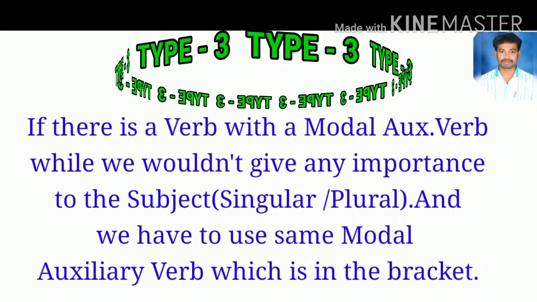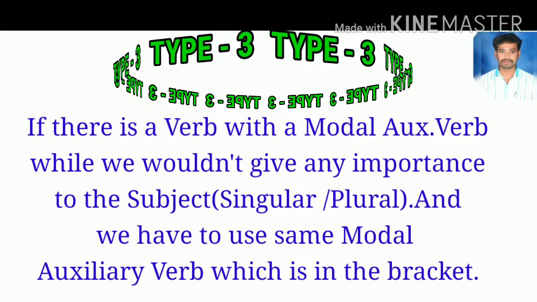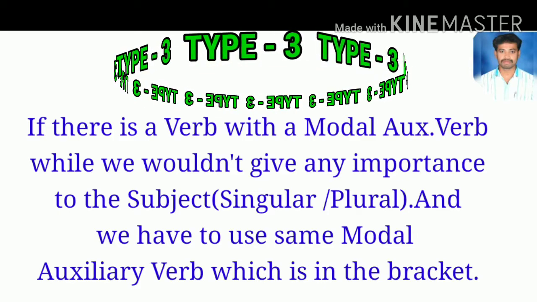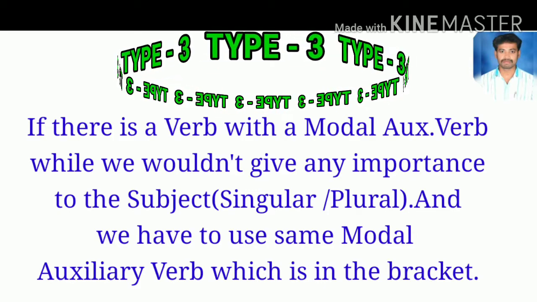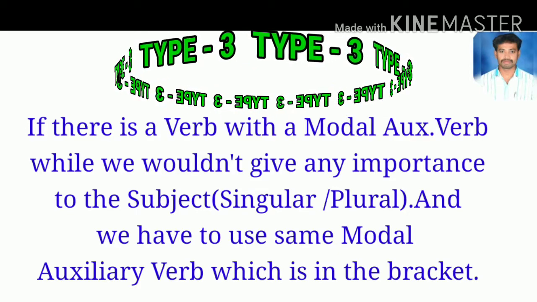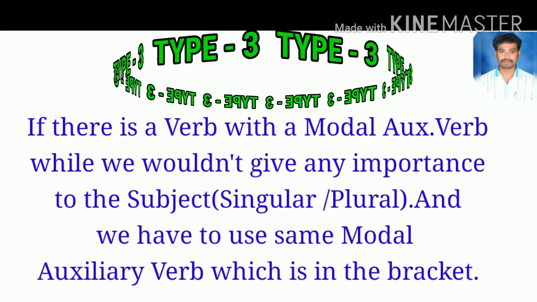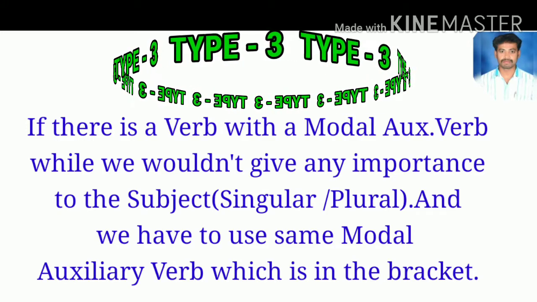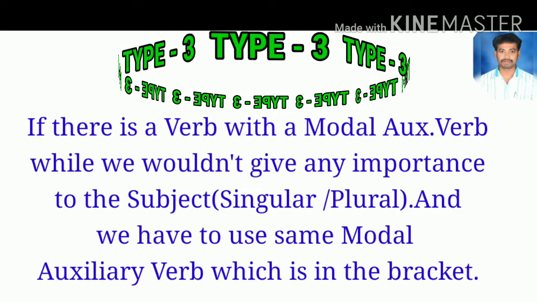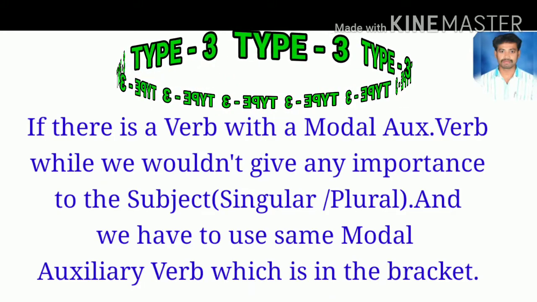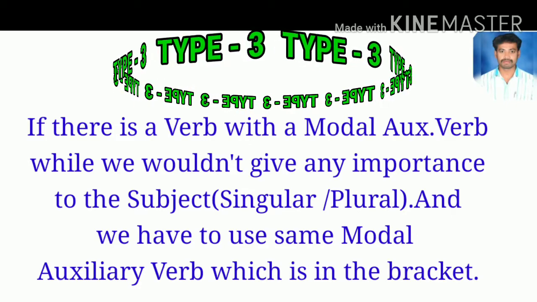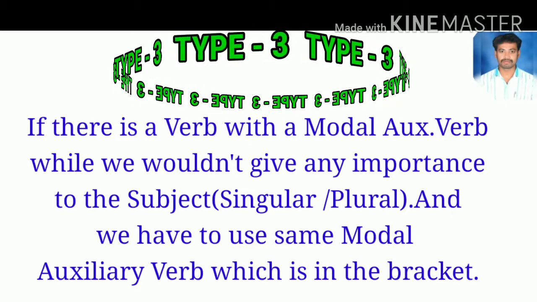If there is a verb with a modal auxiliary verb, we couldn't give any importance to the subject. It means if there is a modal auxiliary verb with a main verb, at that time we are not going to give any importance to the subject. Whether it is singular or plural, any noun or pronoun, we are not going to give any importance to the subject. Okay, have you understood?